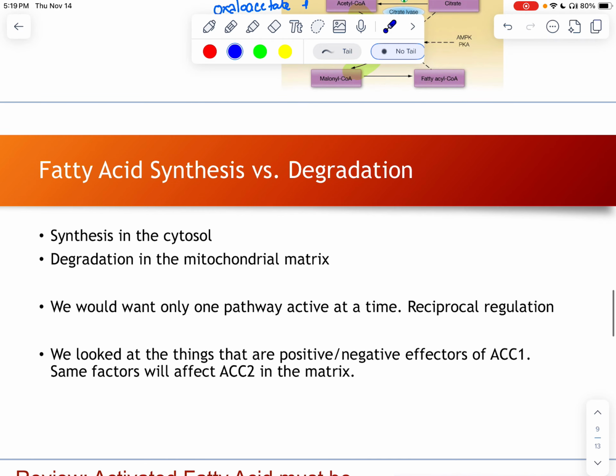So let's talk a little bit about fatty acid synthesis and degradation. We've already said synthesis is in the cytosol, degradation is in the mitochondrial matrix. We would only want one of those to be active at a time, so we're going to have this reciprocal regulation. And we looked at things that are positive or negative effectors of ACC1. But they're essentially the same enzyme. So those same effectors will affect ACC2, but now it's going to be happening in the matrix.